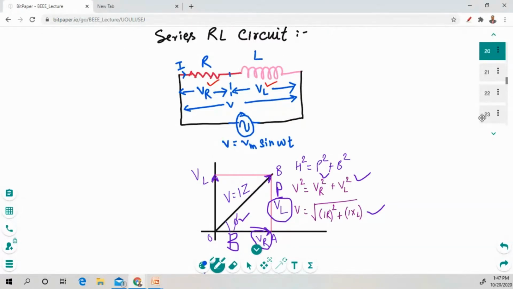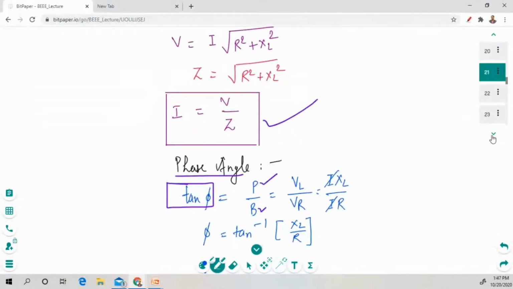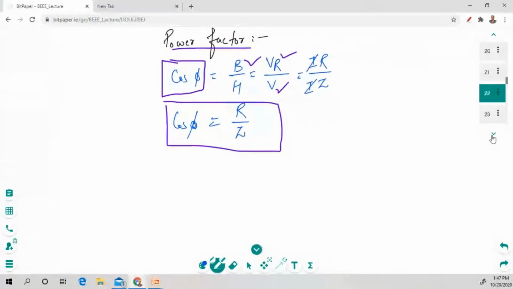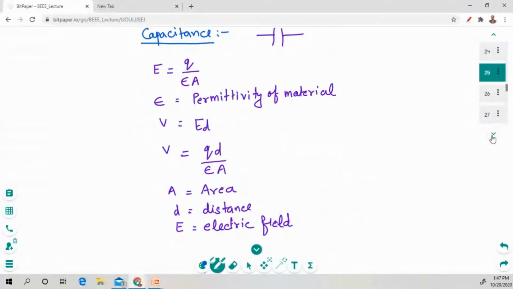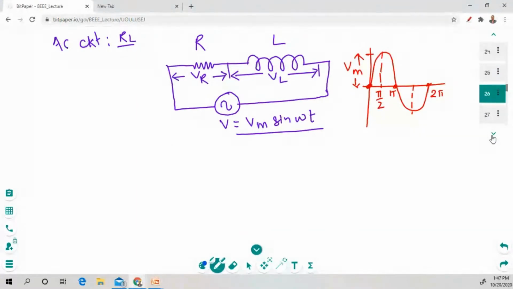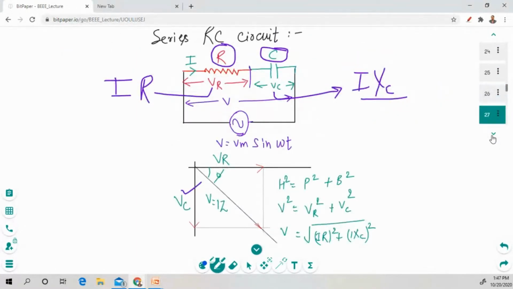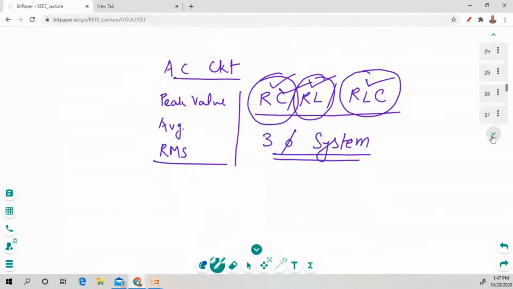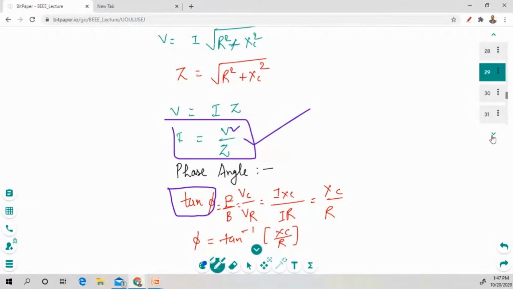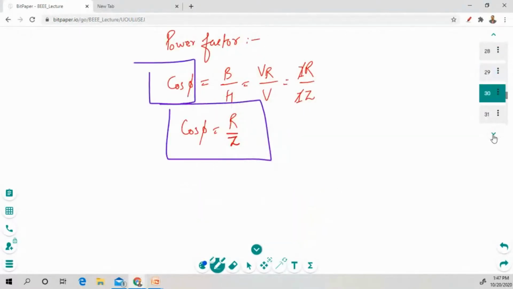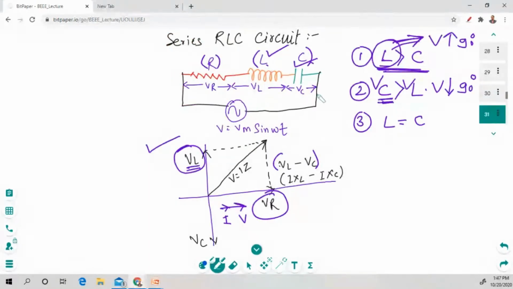With the help of RL series response, we find out the current, voltages, phase angle and power factor for the RL circuit. After calculating the phase response for RL, we performed the phase response for the RC circuit: values, then phase angle and power factor for RC circuits. After that we completed RLC circuits.